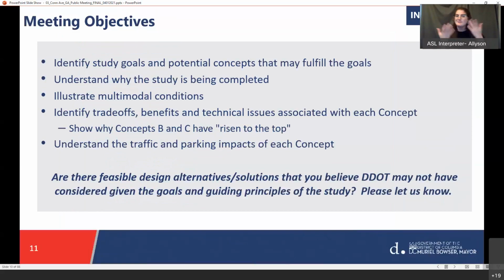Objectives of the meeting are to identify the study goals and potential concepts that may fulfill those goals, understand why the study is being completed, illustrate multimodal conditions, identify trade-offs, benefits, and technical issues associated with each concept, show why concepts B and C have risen to the top, and understand the traffic and parking impacts of each concept. Are there feasible alternatives, design alternatives, or solutions that you believe DDOT may not have considered given the goals and guiding principles of this study? Please let us know.